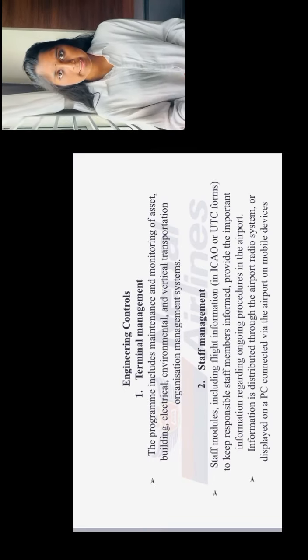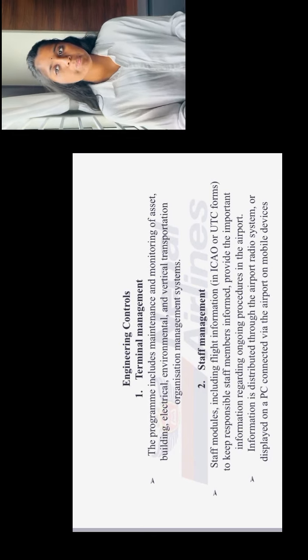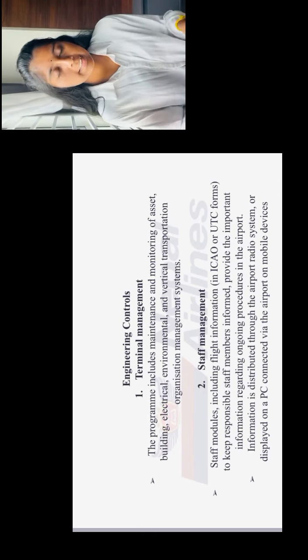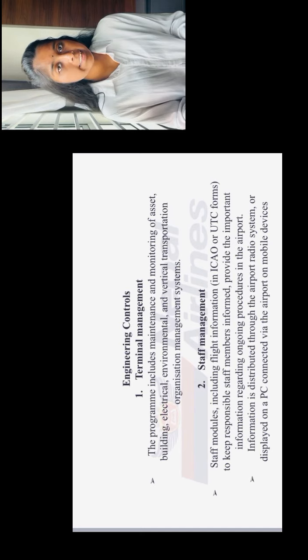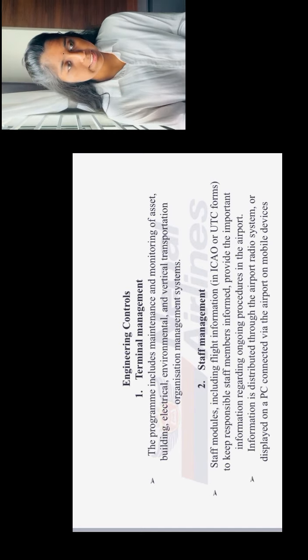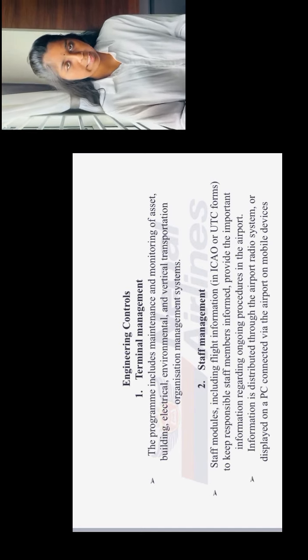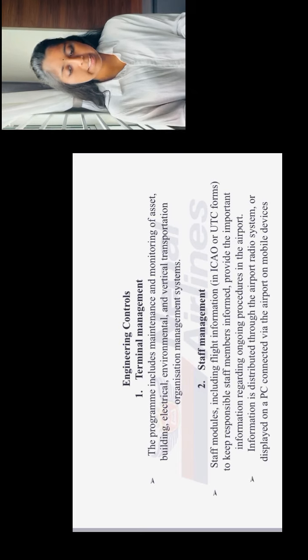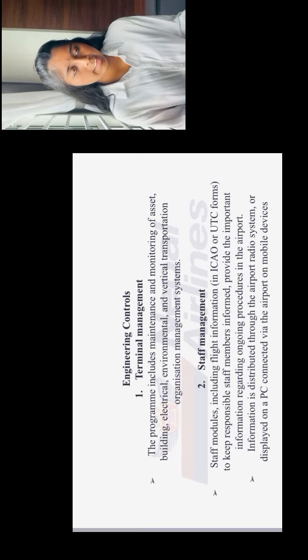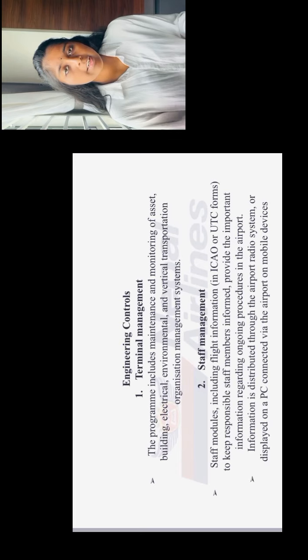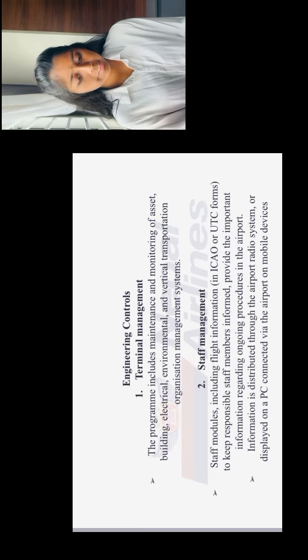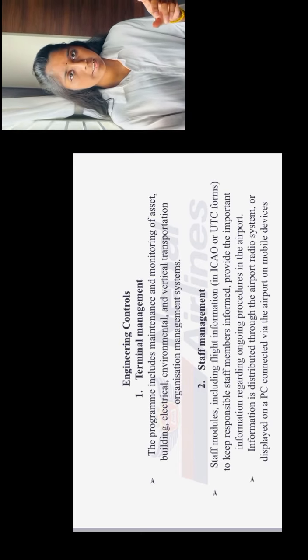So the third one is engineering controls. Engineering control means isolate people from the hazard. So under the engineering controls, there are 2 management. First one is terminal management. Terminal management means maintenance and monitoring of assets. The second one is staff management. Staff management is basically about the information about an aircraft.